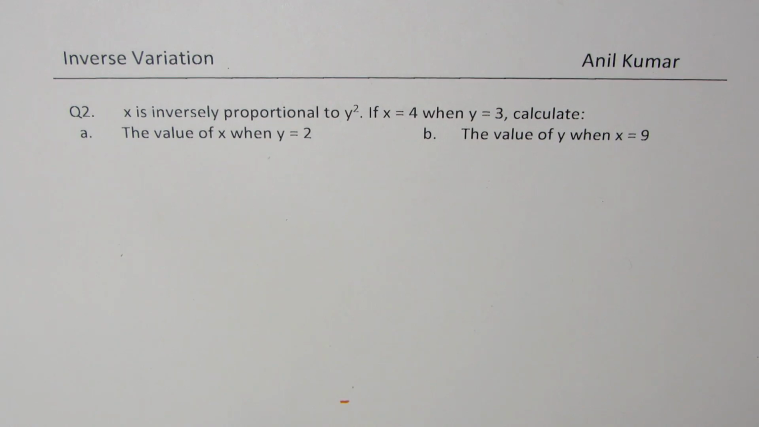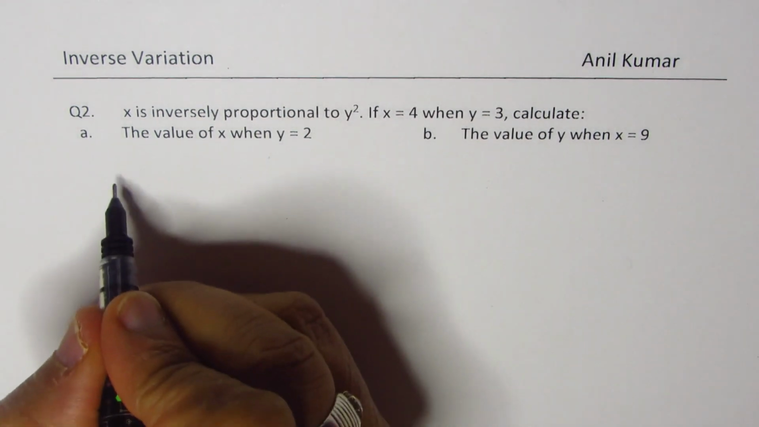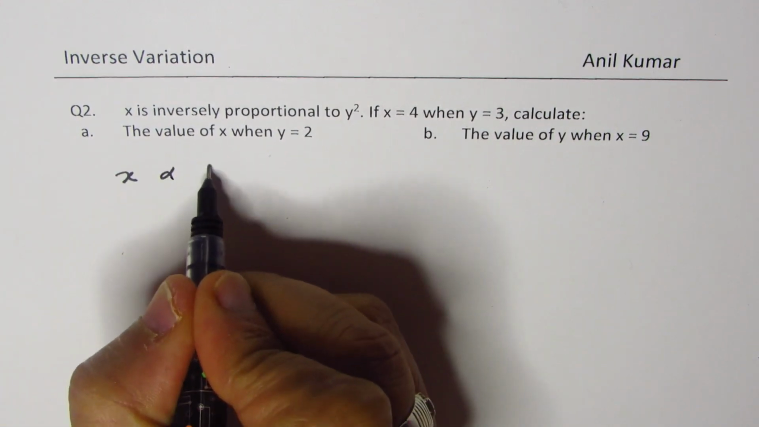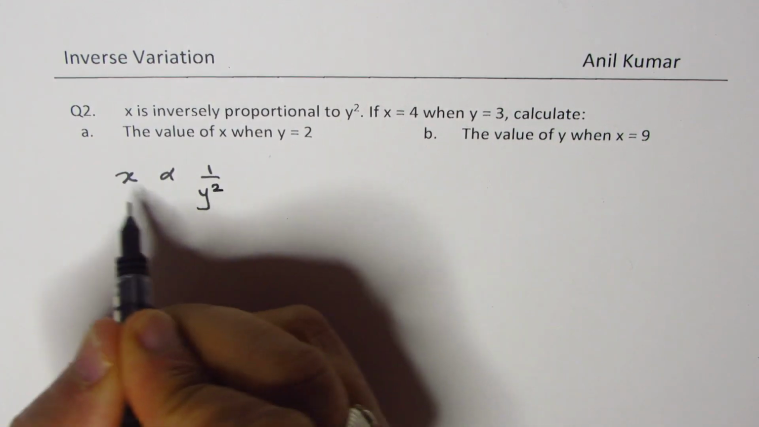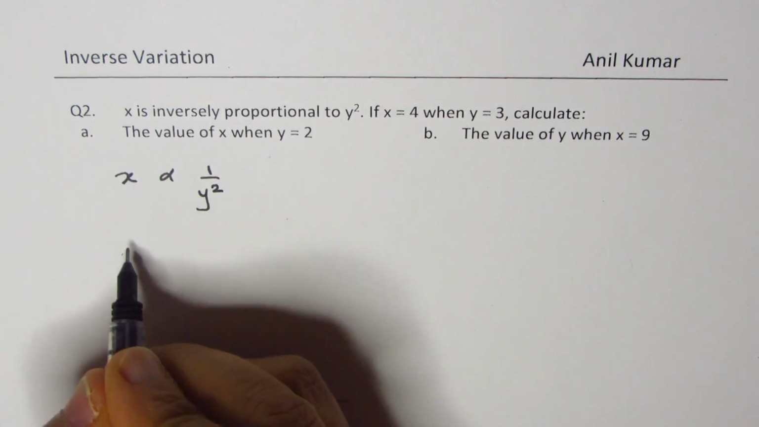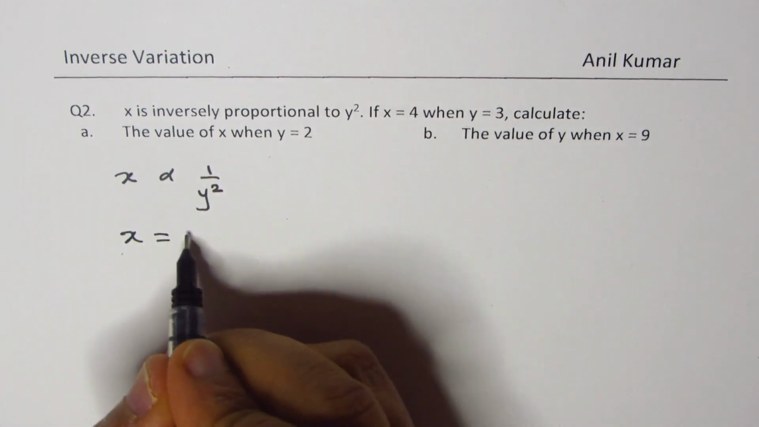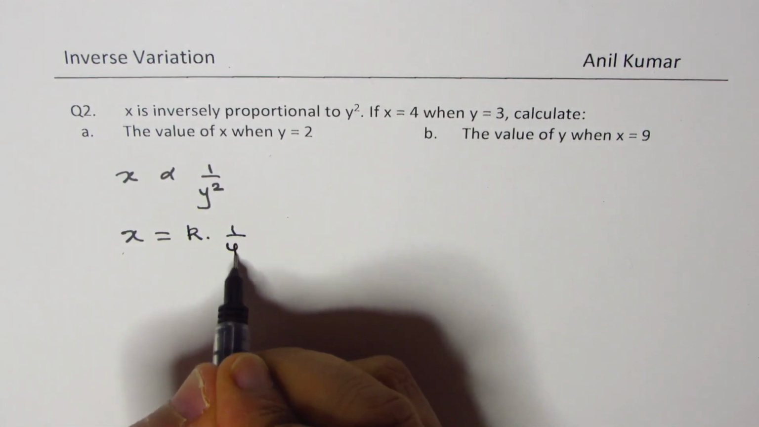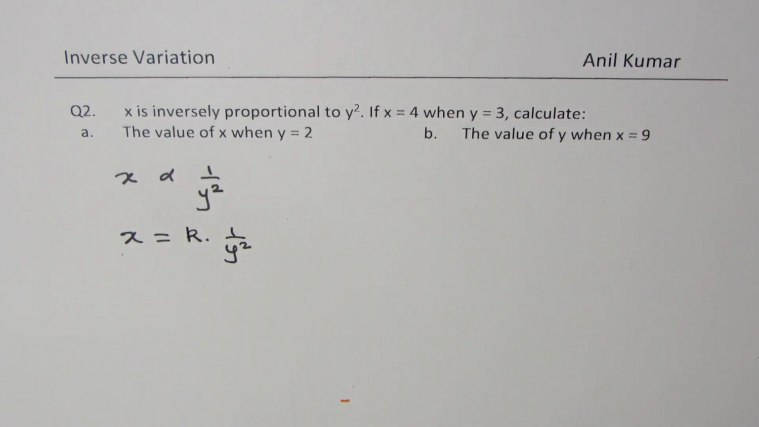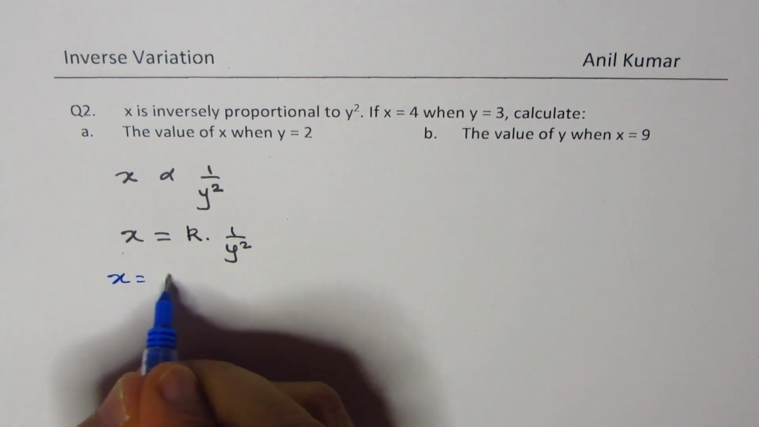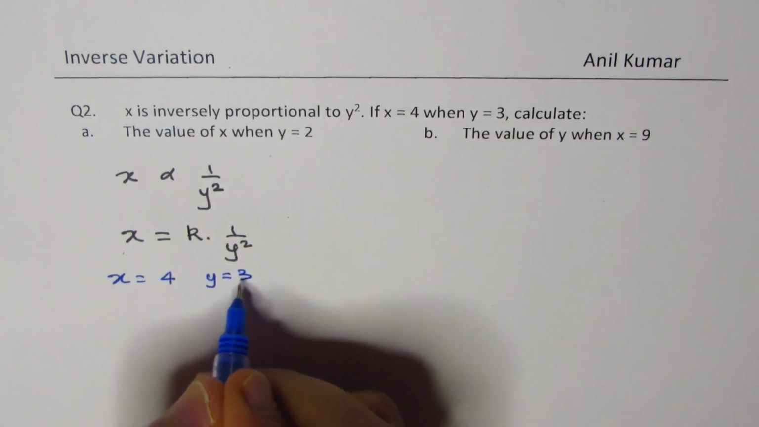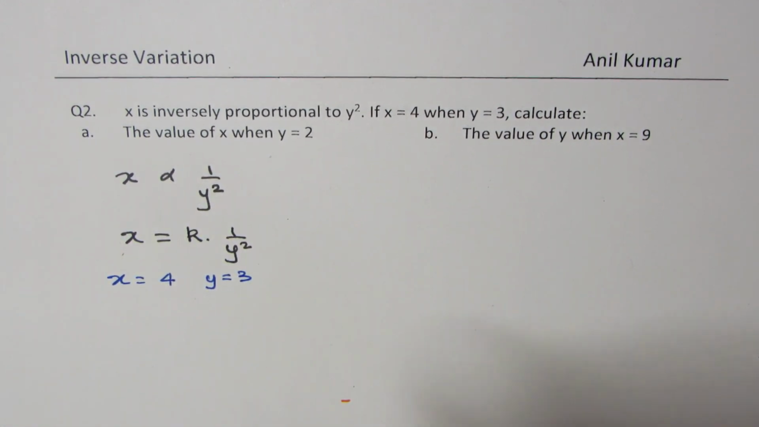Question number 2 is x is inversely proportional to y square, right? So that means x is proportional to 1 over y square. And that also means that x is some constant k times 1 over y square. We're given x equals 4, y equals 3. So that should help us to find the value of k, right?